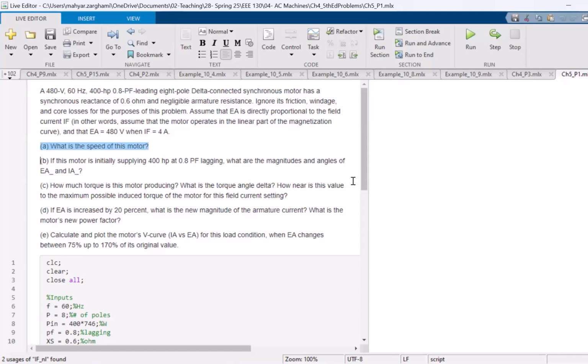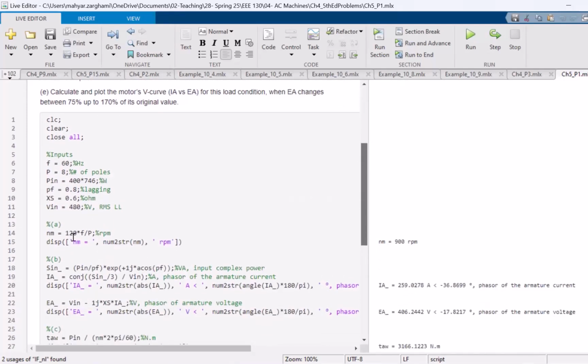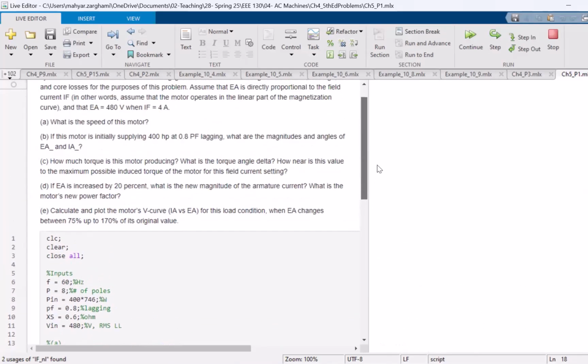What is the speed of this motor? Well, the speed of the synchronous motor doesn't have anything to do with any operational conditions. We always find it equal to 120 F over P. So this is the motor's speed, which is 900 RPM.